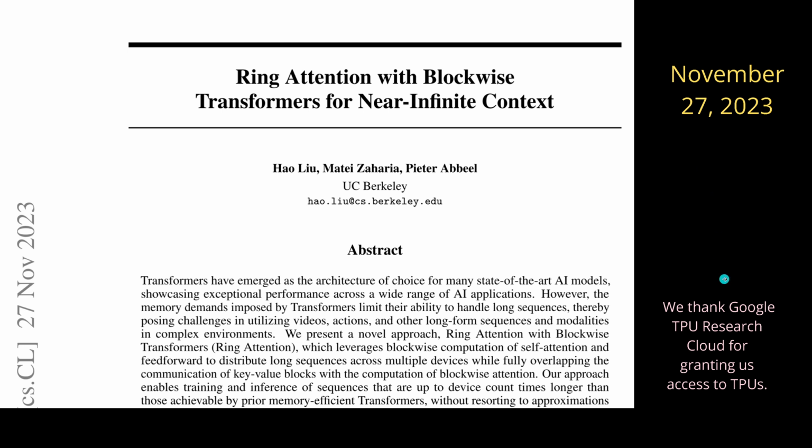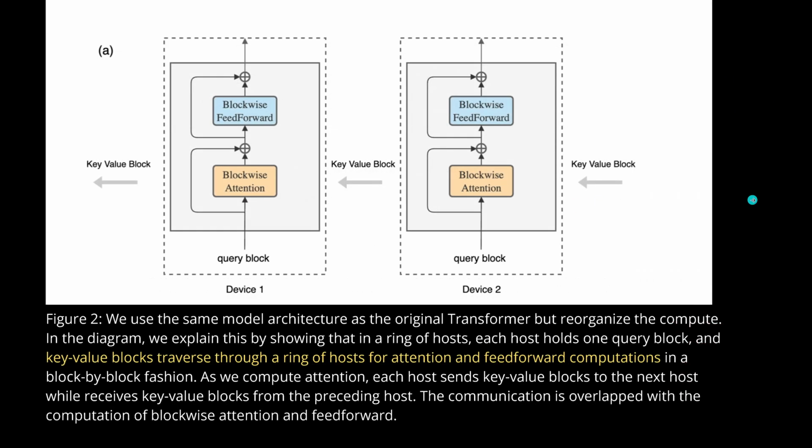And they said, hey, we thank Google TPU Research for granting us access to the Google TPU parallelization nodes. So how did they do this? Simple. They reorganized the compute. And they put simply a ring of hosts, and each host holds one query block, and the key value blocks traverse through a ring of hosts for the attention and the feed-forward computations.